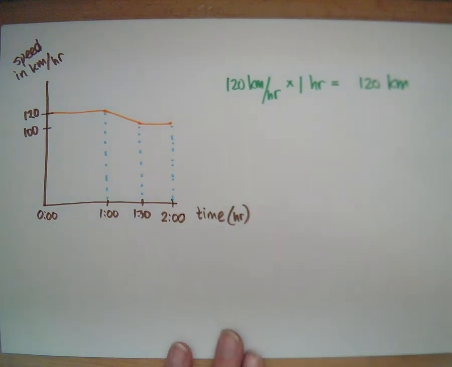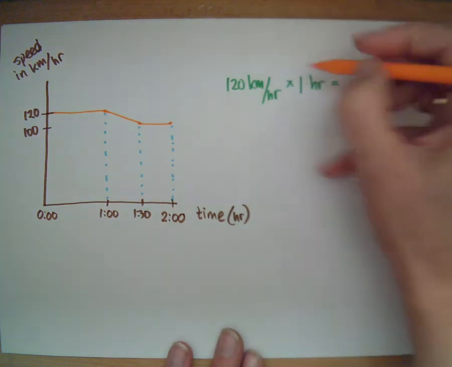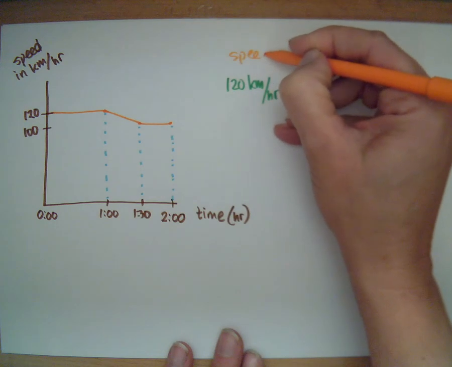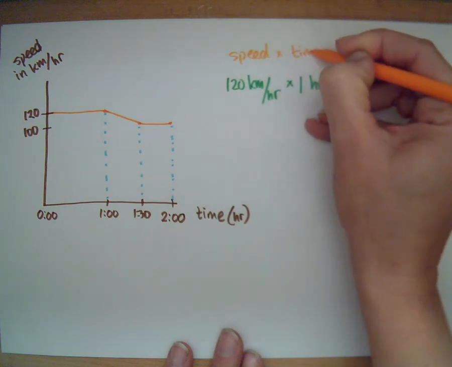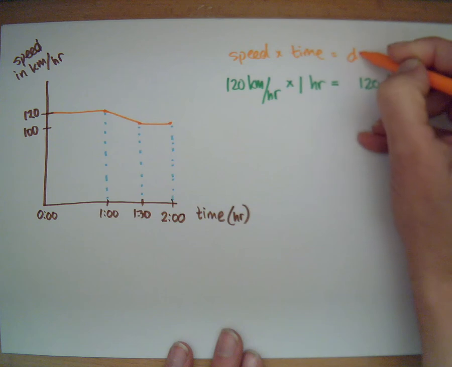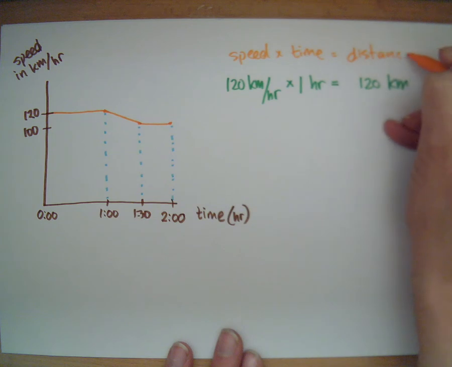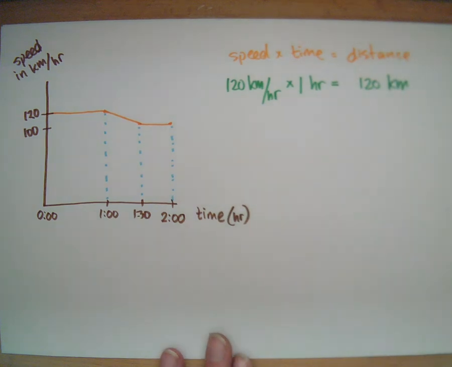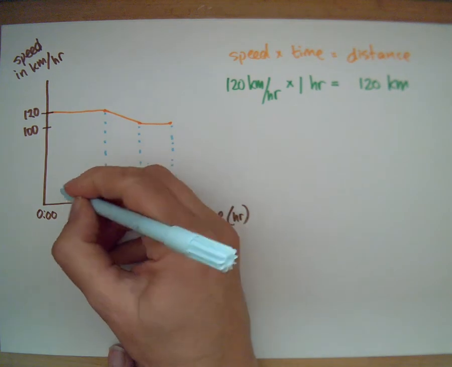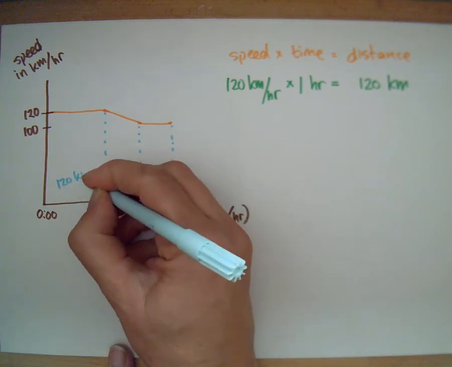Let me just write the formula above it. Speed times time equals distance. You already know that, but just to make sure. All right, so here I traveled 120 kilometers.